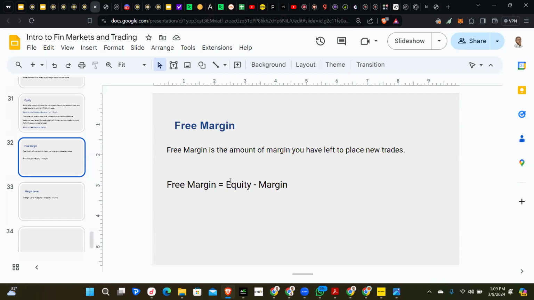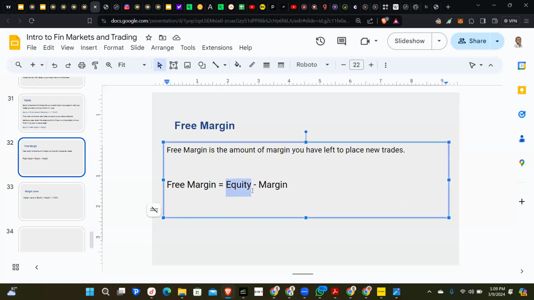So to get your free margin, you subtract your margin from your equity. Remember, when you have trades running, your equity is actually your own money. When you subtract the margin from the equity, remember the margin is the minimum amount you set aside to keep the trade running. What remains is the free margin, the amount left for you to place a new trade.